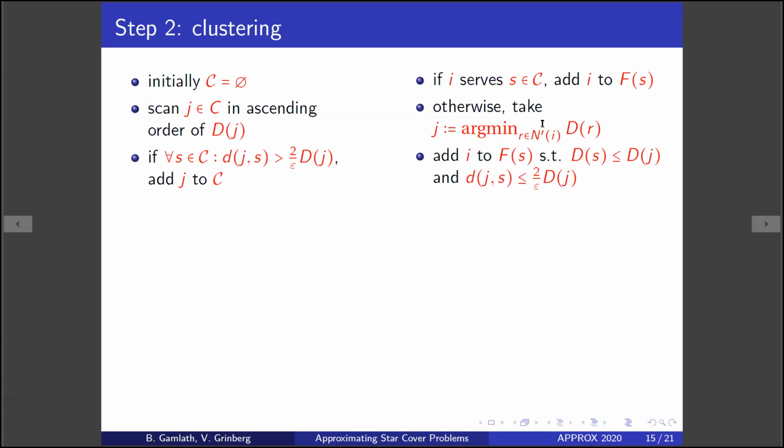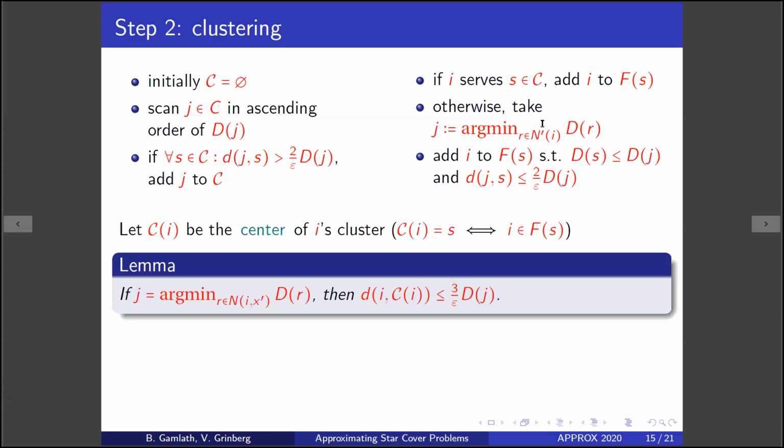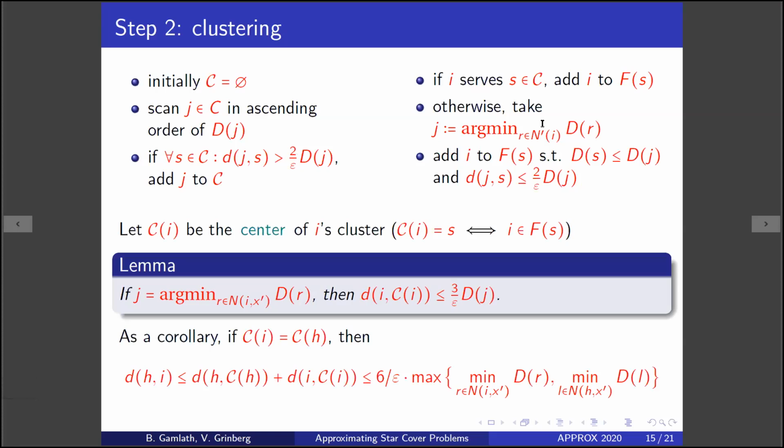It turns out that it is possible to get a desired bound on facility distance after this clustering procedure. Let C(I) be the center of I's cluster. We show that if J is the client with minimum average distance served by I, then the distance between I and its cluster center is at most 3/ε times d_J. Applying the triangle inequality immediately gives us the desired upper bound on the distance between facilities within the same cluster.